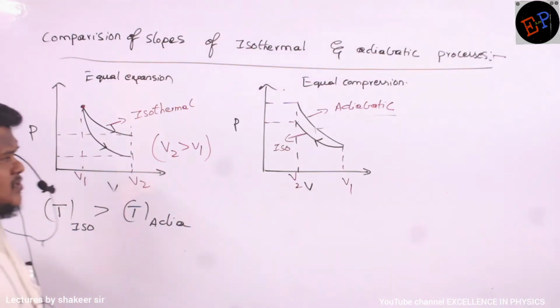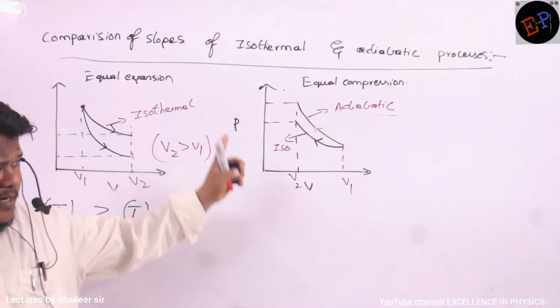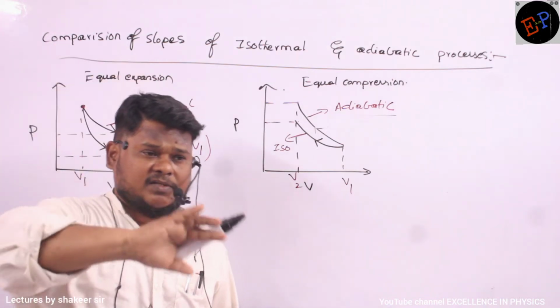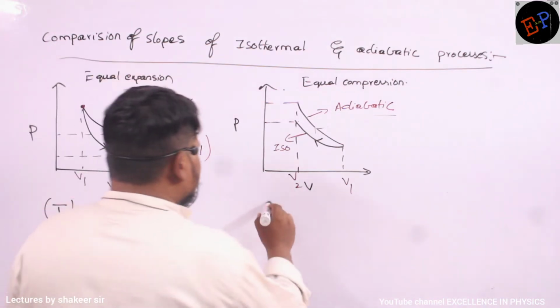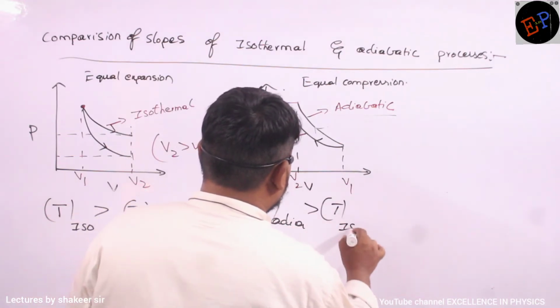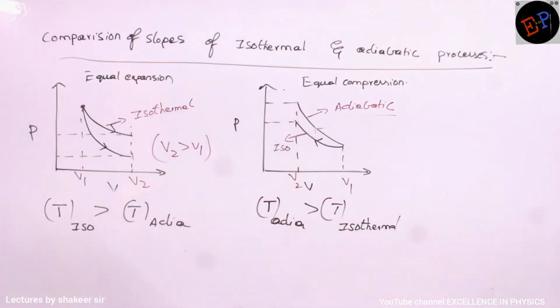Clear? Similarly, compression. In compression, what happens? In compression, in adiabatic process, temperature increases. But in isothermal process, temperature remains same. So temperature of adiabatic is greater than temperature of isothermal. Next, what about work done?